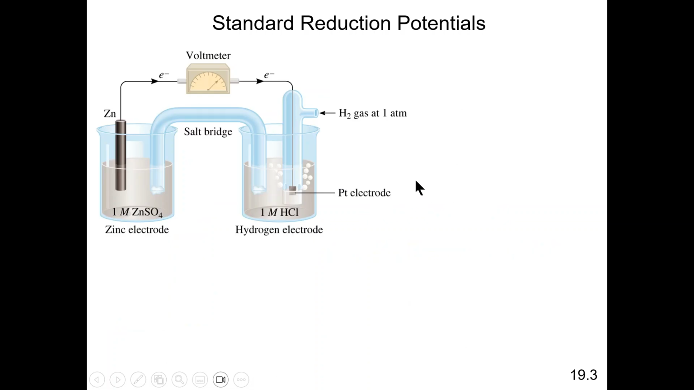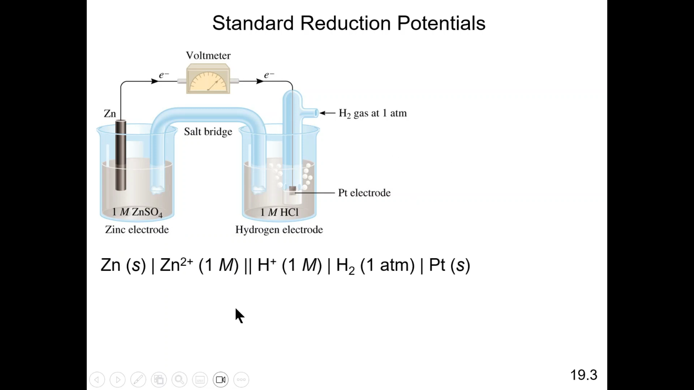So, for example, let's look at this setup here where we have the standard hydrogen electrode connected to the zinc electrode that we talked about earlier, right? The conditions are standard conditions, including the fact that the molarities are 1 molar in each case. Hydrogen gas is 1 atmosphere, and I'm assuming that the temperature is 25 degrees Celsius. So basically what we find is that when this is set up, we have the electrons flowing from the zinc to the standard hydrogen electrode.